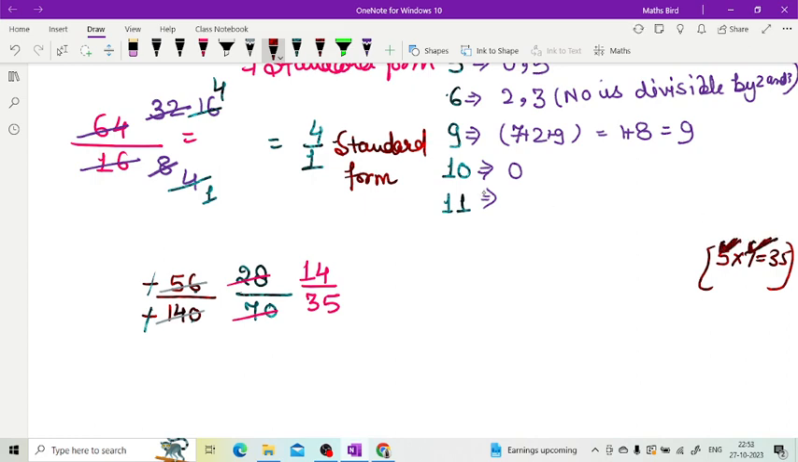Correct? See, is 14 divisible by 5? No. Now we have 7. 14 is divisible by 7. Yes, 14 is divisible by 7. So 7 twos are 14, 7 fives are 35. What will be the answer? 2 by 5. हमने क्या किया? 14 and 35 था, ठीक है?